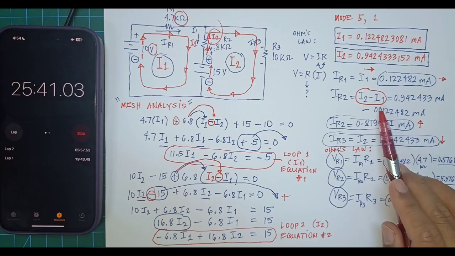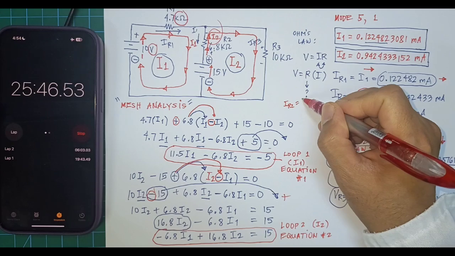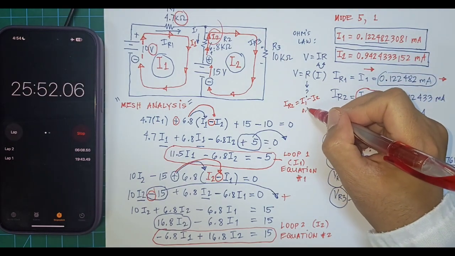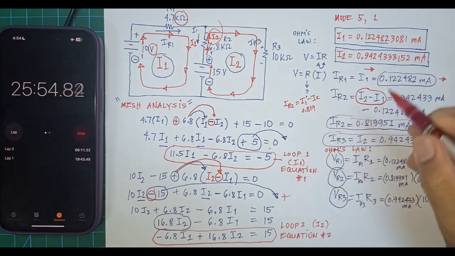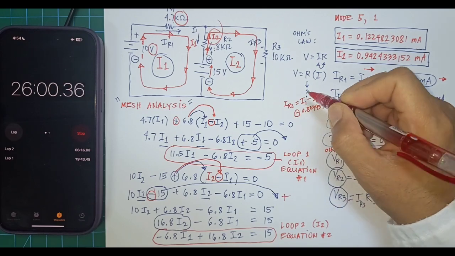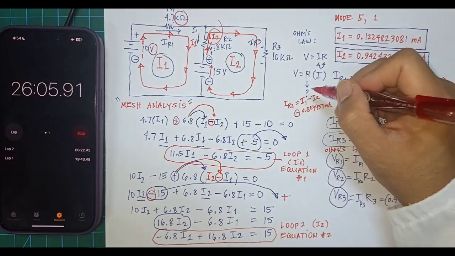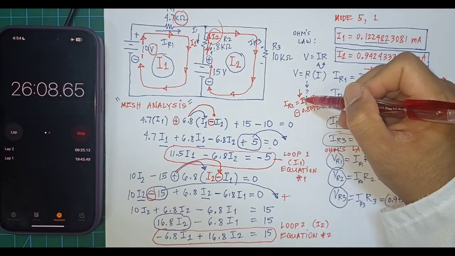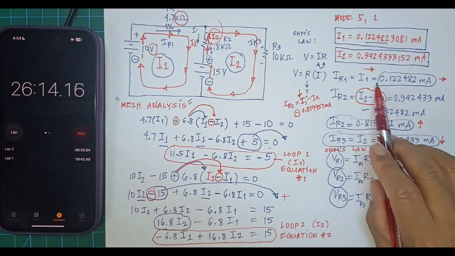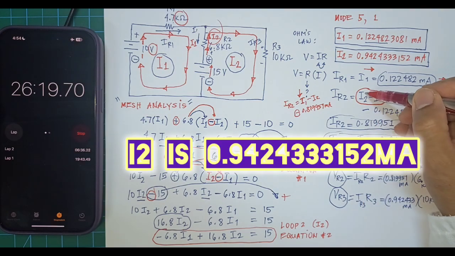If we got here an answer of negative, let's say you did IR2 equals I1 minus I2, you will still get the same number, 0.819951, but you will get a negative value because you assumed that the direction that will win between I1 and I2 would be I1. You're thinking that I1 will be like the aggressive current, but it is not because I1 is only 0.1 and I2 is 0.8. Therefore, we used I2 minus I1.